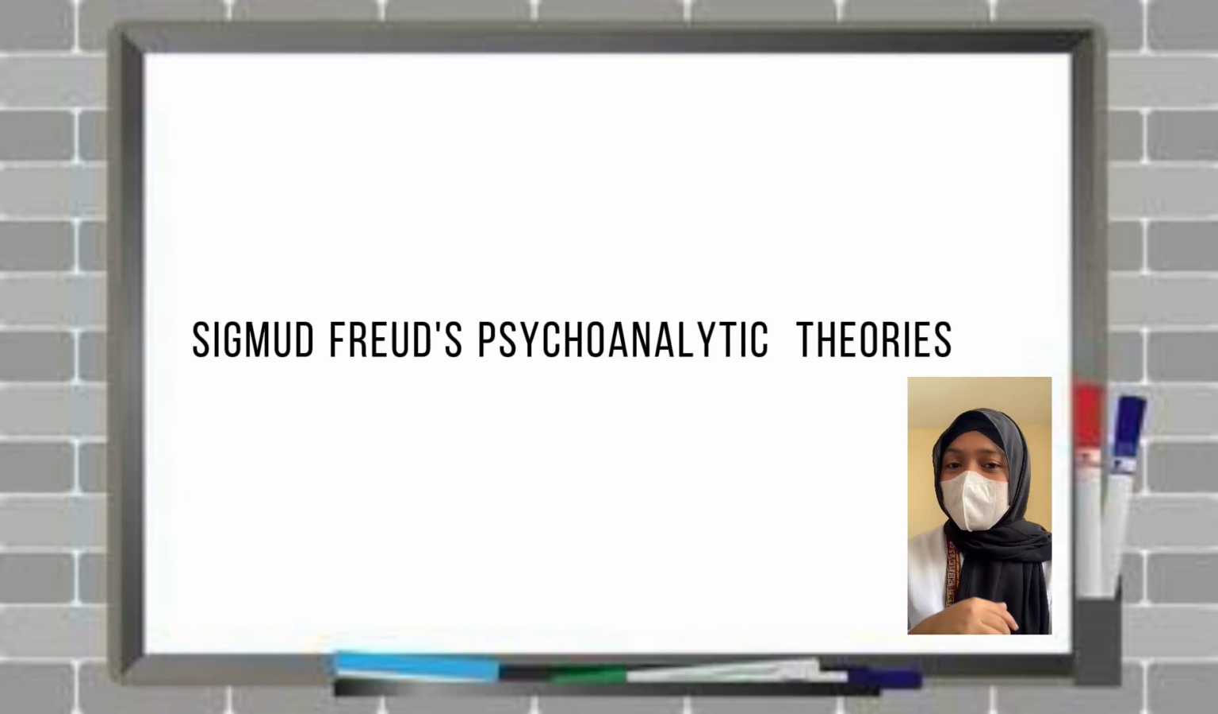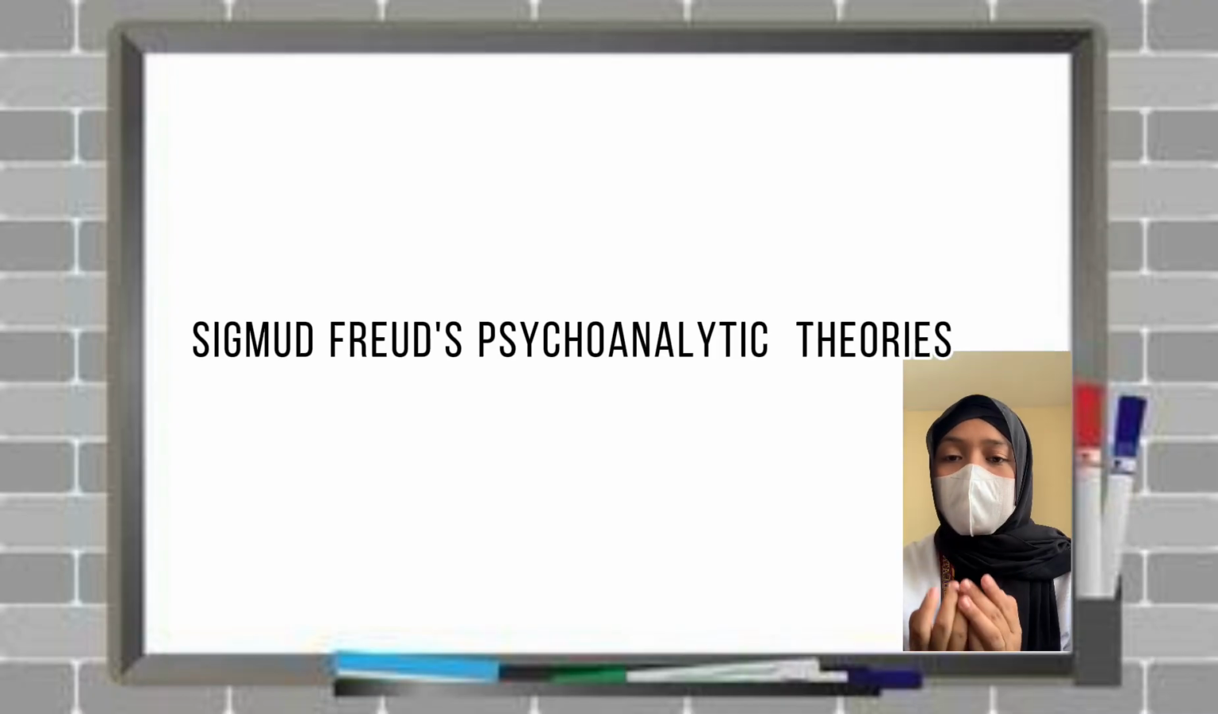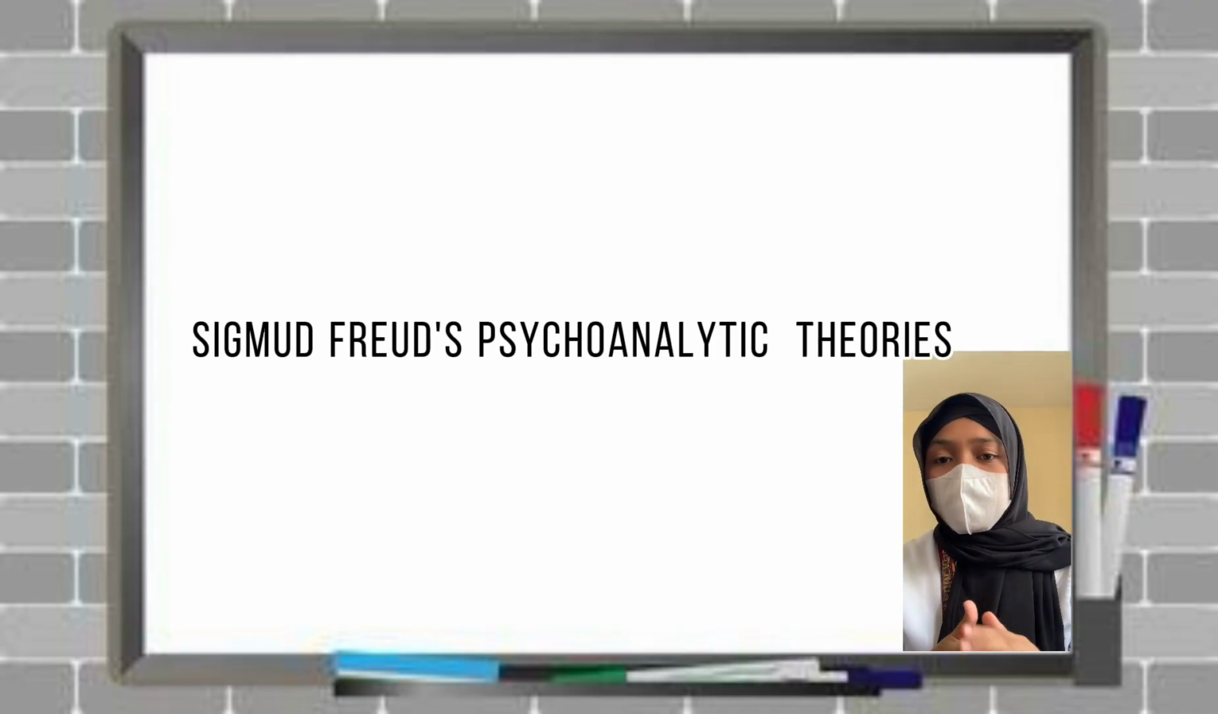Sigmund Freud's psychoanalytic theory. Freud's theory explains that personality is shaped by unconscious motives and early childhood experiences. It involves three parts of the mind, which are id, ego, and superego, and five psychosexual stages, which are oral, anal, phallic, latency, and genital. Unresolved conflicts in these stages can affect behavior in adulthood.